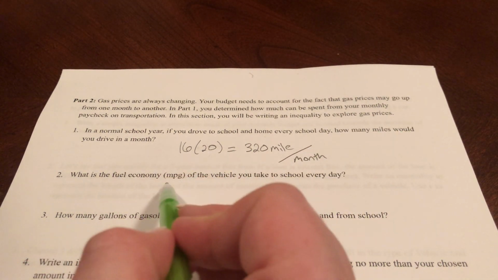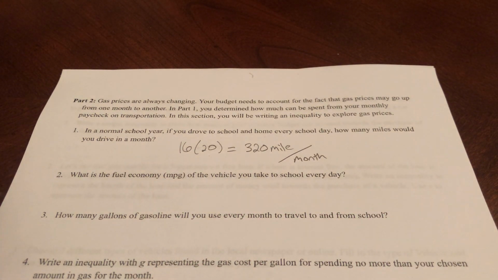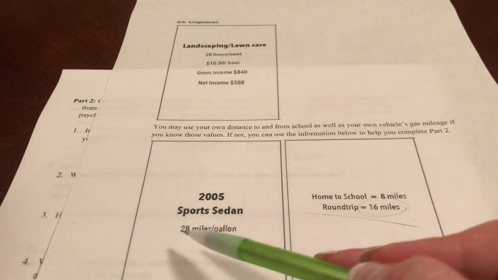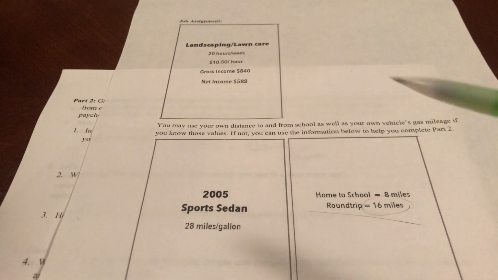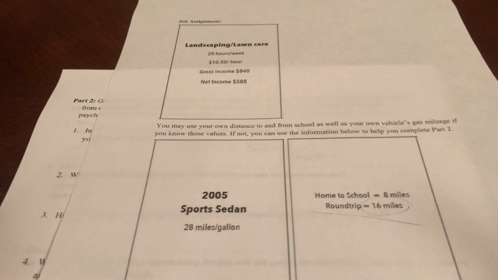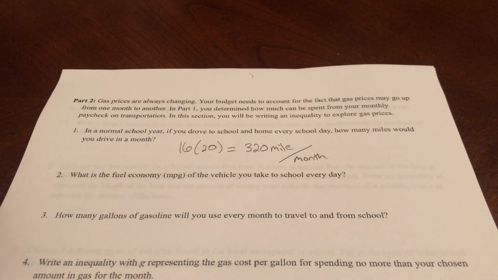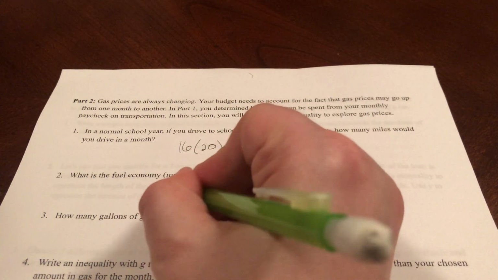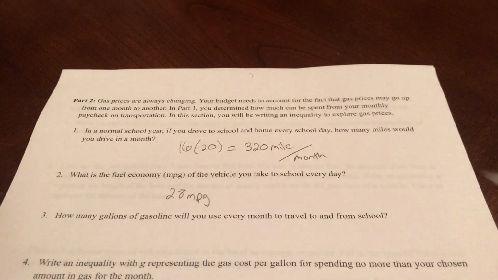Now the fuel economy in miles per gallon of the vehicle you take to school every day. Ironically, in my combo, this sports sedan gets 28 miles per gallon. Well, when I have a combined city and highway driving scheme, my car actually does go about 28 miles per gallon. So that actually matches the vehicle that I'm using currently. So for me, it's 28 miles per gallon. And that's what MPG stands for.